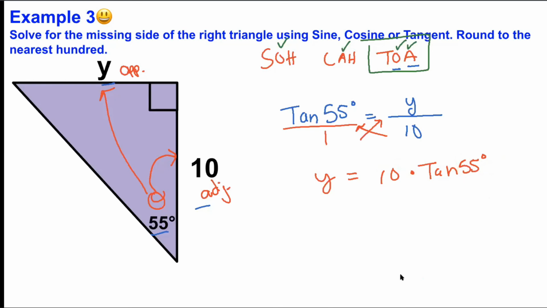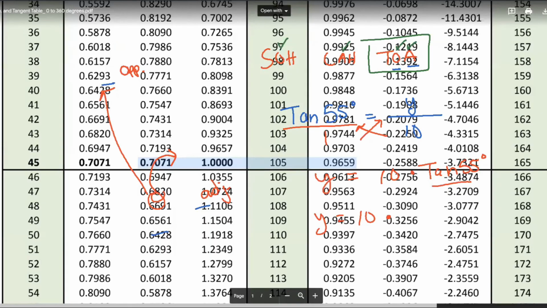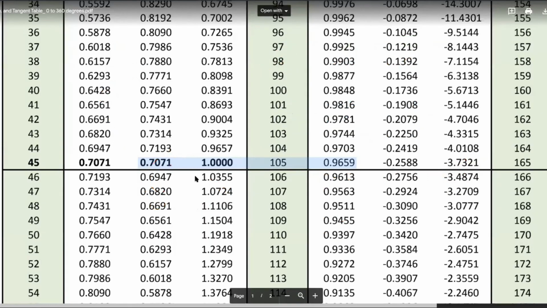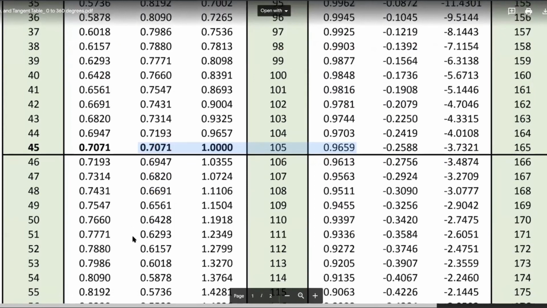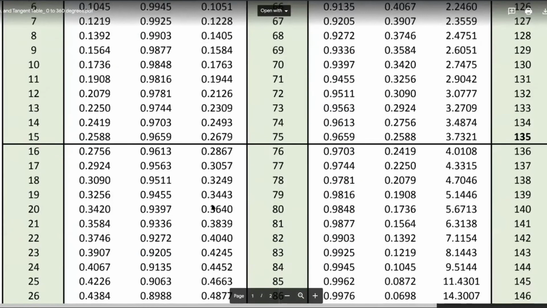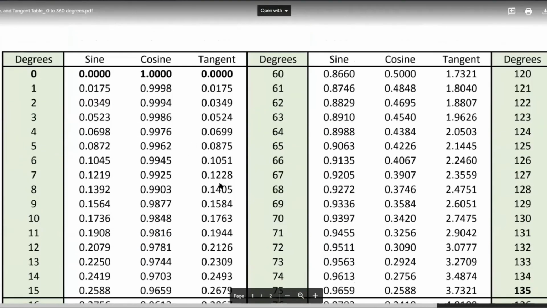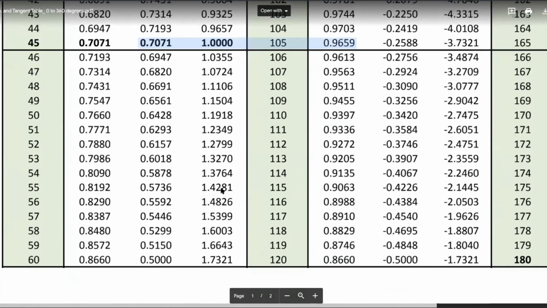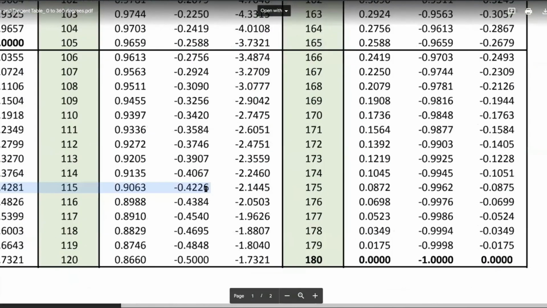Okay, all right. So let's simplify this. Y equals 10 times tan of 55. I'm going to use that table so I can see what it equals, and then I'll show you guys how to do the calculator. Go ahead and clear. 55 is down here, and tangent was the third column. So third column all the way down to 55 right here.